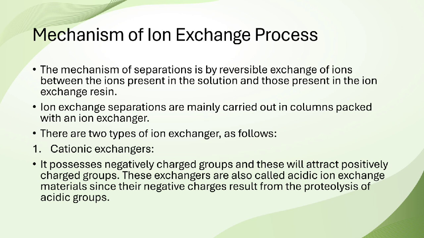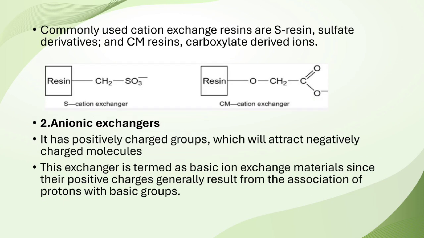These exchangers are also called acidic ion exchange material, as their negative charges result from the ionization of acidic groups. Commonly used cation exchanger resins are sulfate derivatives and carboxylate derived ions, etc. Second is anion exchangers. It has positively charged group which will attract negatively charged molecules. This exchanger is termed as basic ion exchange material since their positive charge generally results from the association of protons with the basic group.